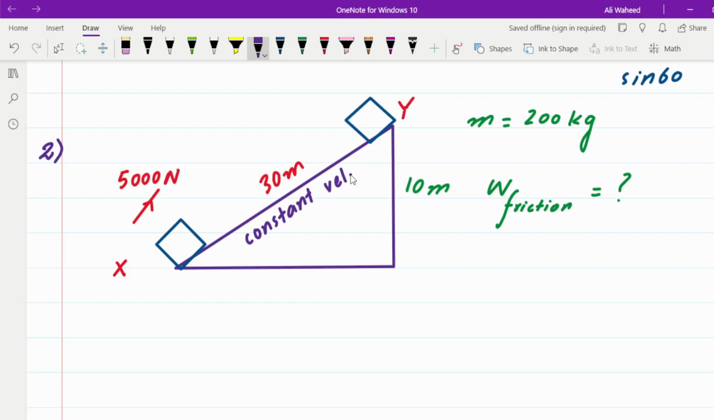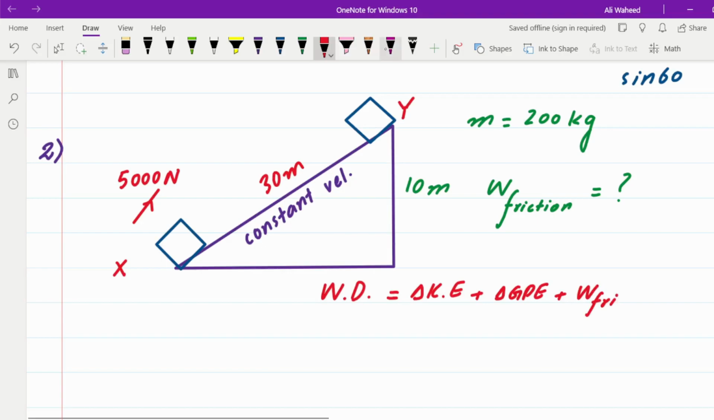So what is the general expression? Once again, the general expression is the work done. When you're doing the work, you'll have to compensate for all the energy changes. So delta KE plus delta GPE plus the work done against friction. So out of these 1, 2, 3, 4 quantities, which one do we need to find? Well, we need to find this one.